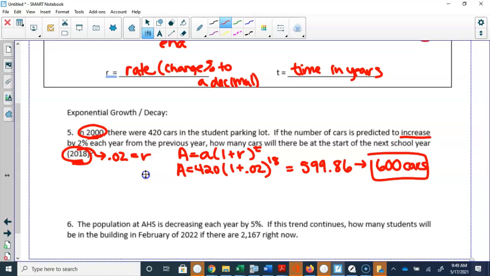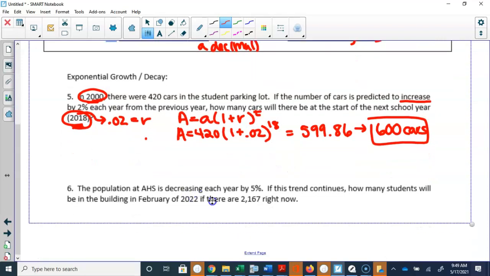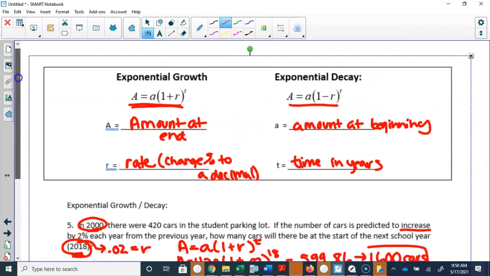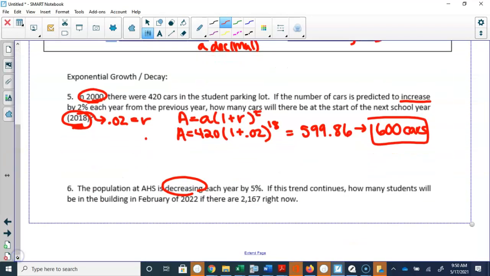Let's go to number 6. The population at AHS is decreasing each year by 5%. If this trend continues, how many students will be in the building in February 2022, if there are 2,167 students right now? Again, notice that key word, we see decreasing. So now we know that we need to use the exponential decay. I'm going to rewrite that formula down. A is equal to lowercase a times 1 minus r to the t power.